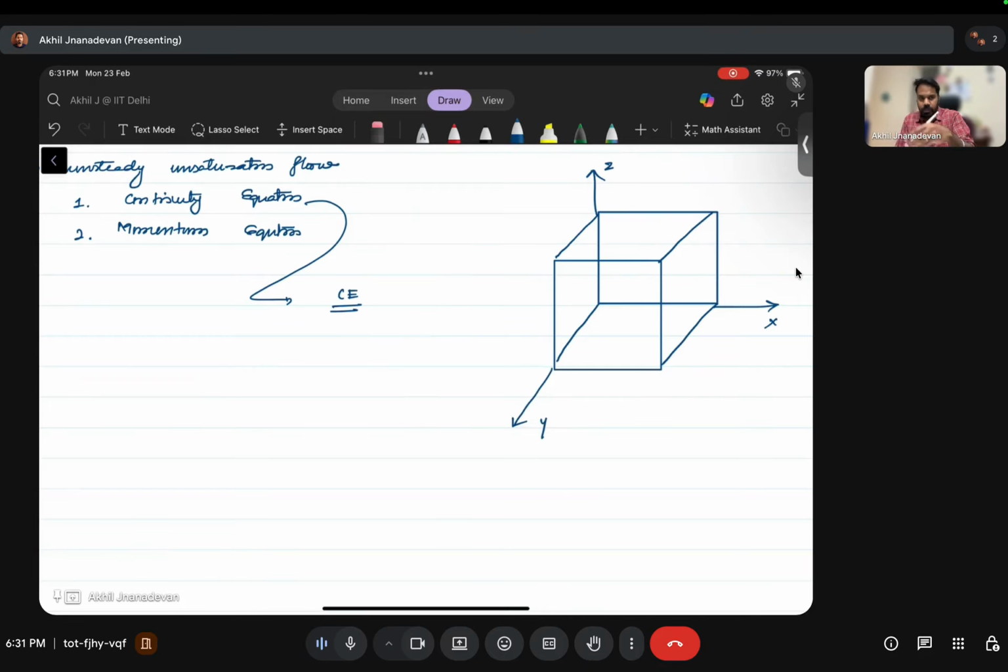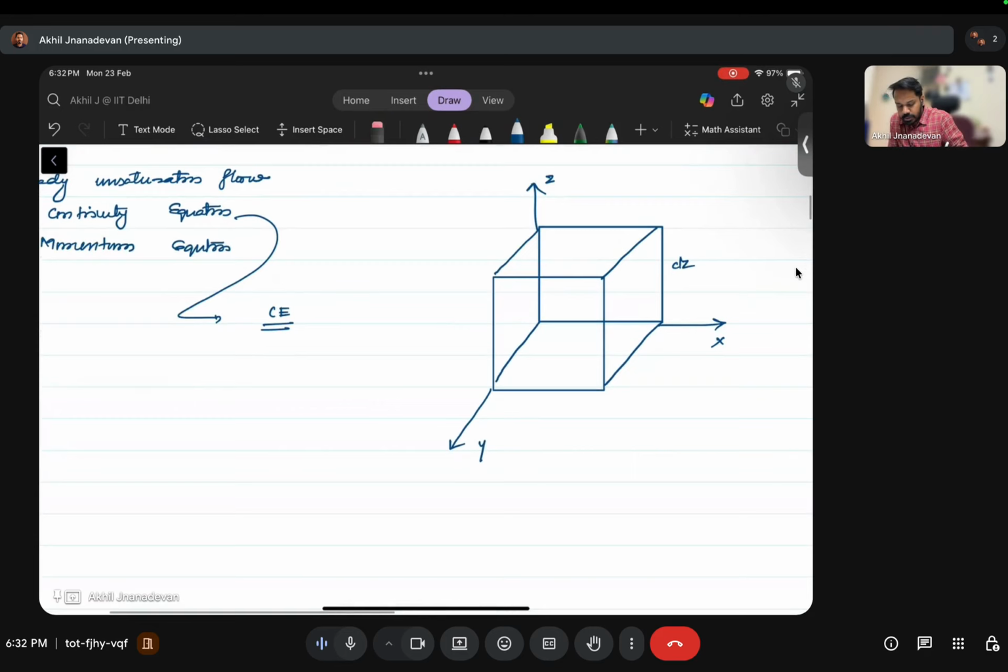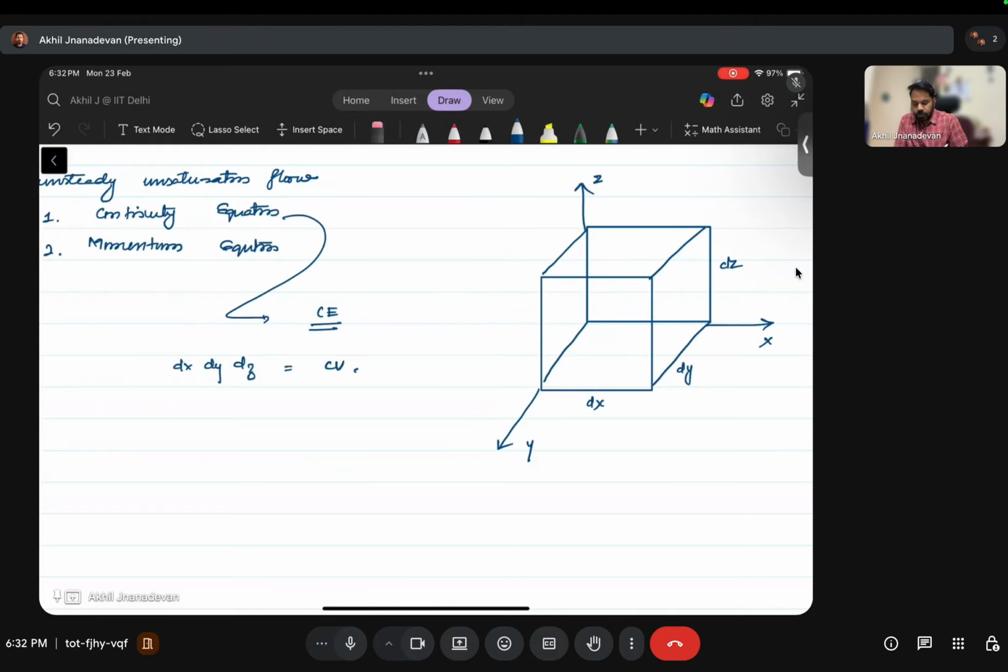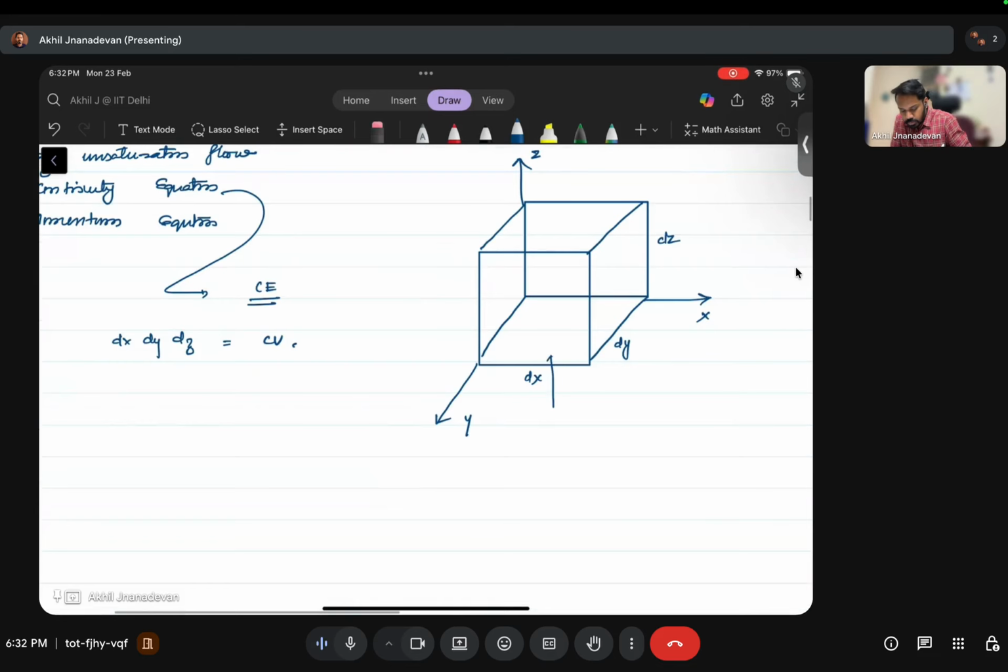So flow is taking place in the z direction, right? And in x and y, the flow is not taking place. So this element has height dz with lengths dx and dy. This dx, dy, dz is the control volume that we are considering within the subsurface. And there will be a flux of water moving in the vertical direction, right? So that flux we are considering as Q.